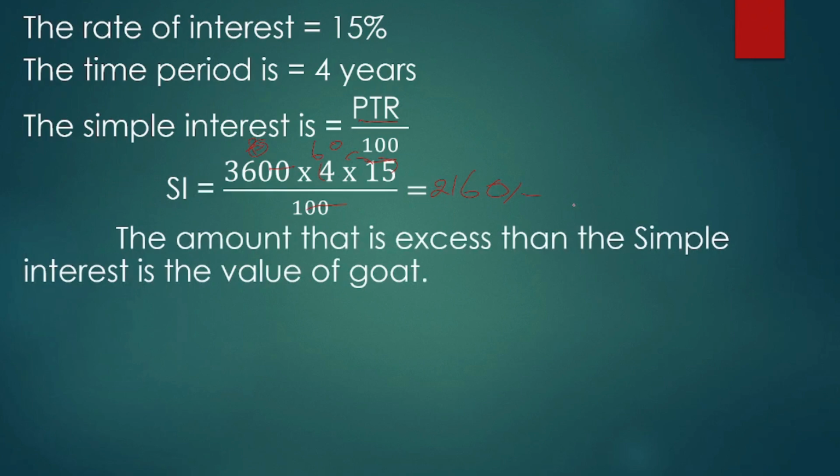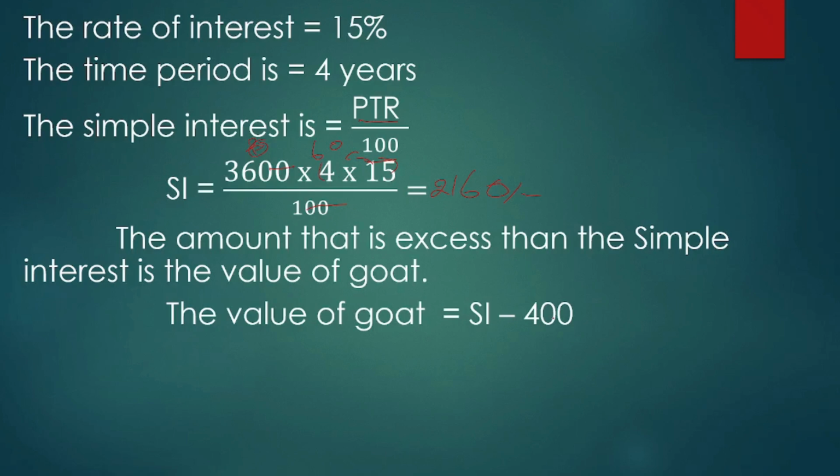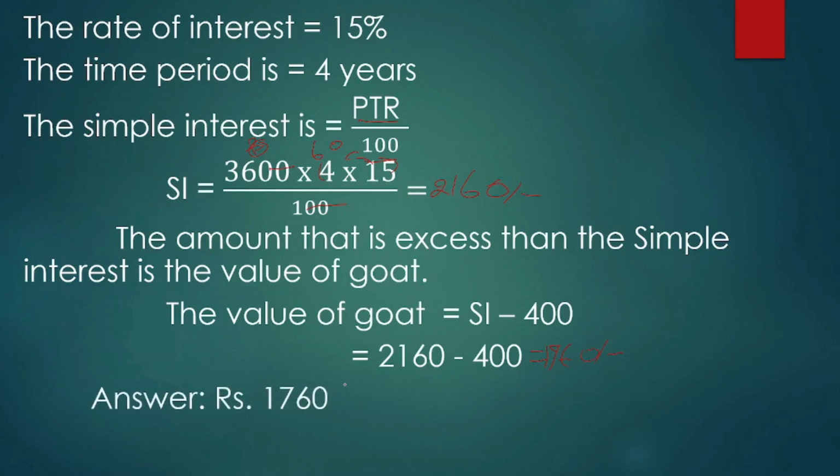So for this transaction of 2,160, he paid a goat and 400 rupees excess amount. So simple interest minus 400 becomes the value of the goat. So 2,160 minus 400: 0, 0, 6 minus 0 is 6, 21 minus 4 is 17. 1,760. 1,760 is the cost of the goat. So our answer is 1,760.